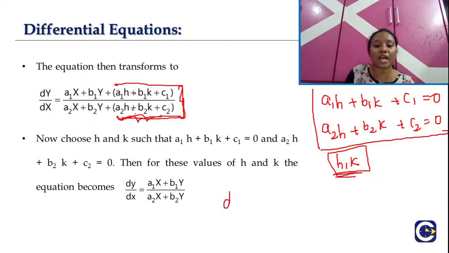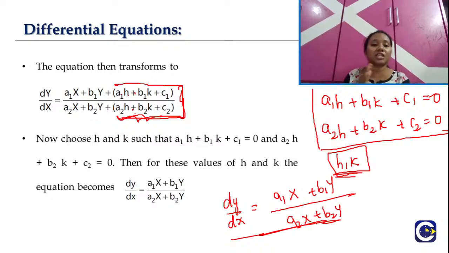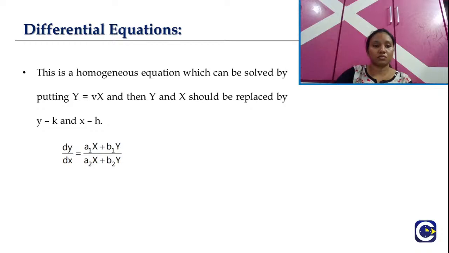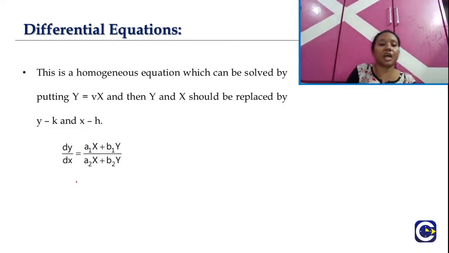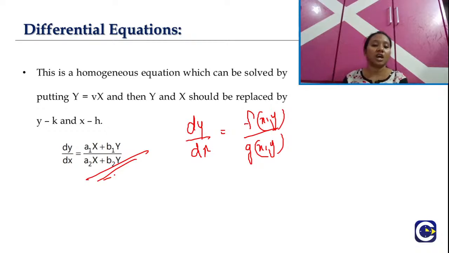And now our dy by dx has the expression remaining with the terms a1X plus b1Y and a2X plus b2Y. This is the remaining term after choosing the h and k values such that the constant terms become 0. So now we have a differential equation, dy by dx equal to a1X plus b1Y divided by a2X plus b2Y. This is in the format of dy by dx equal to f of x comma y by g of x comma y, which is nothing but a homogeneous form of equation. So by taking those h and k values, we have converted our given differential equation into a homogeneous equation.